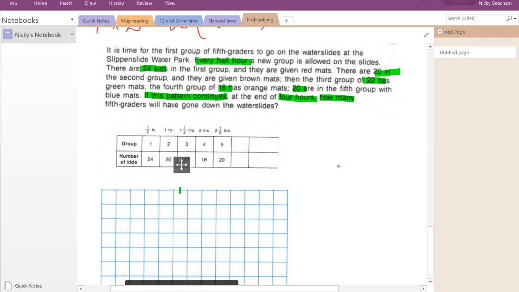Good question. So Baxter's asking, does it mean the pattern of 24, 20, 22, 18, 20 continues, or does it mean the pattern of -4 plus 2? Let's write that down firstly before we make a decision. -4 plus 2.